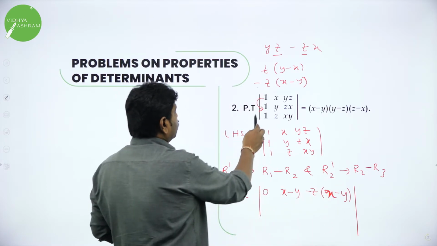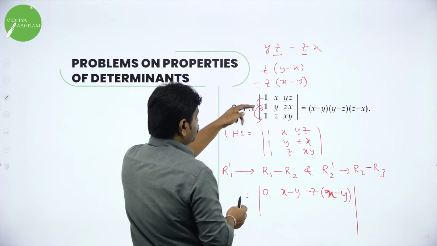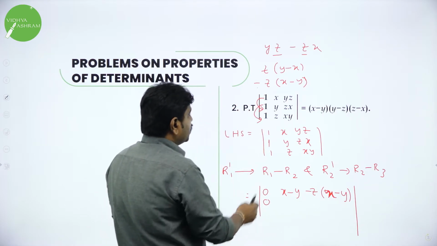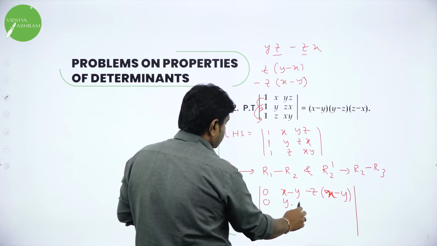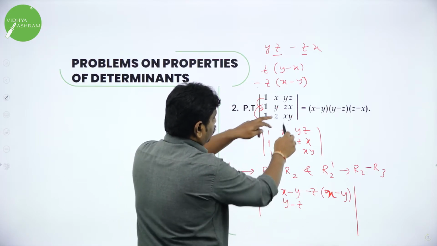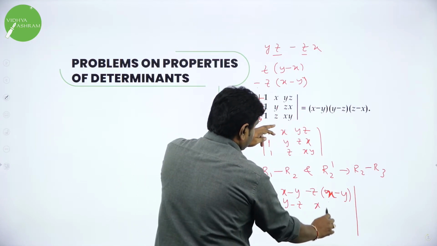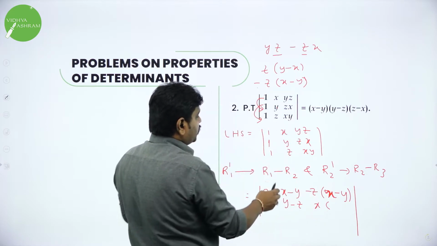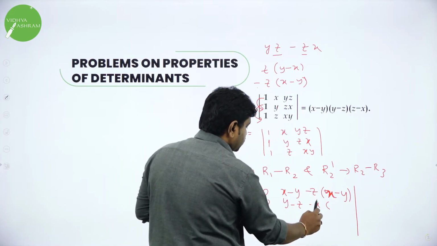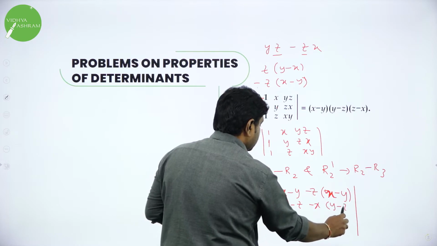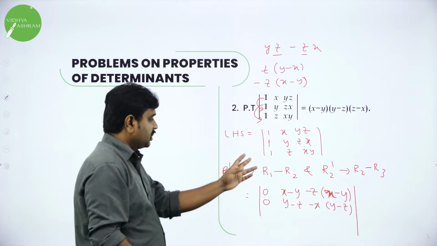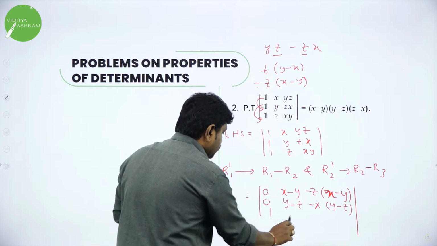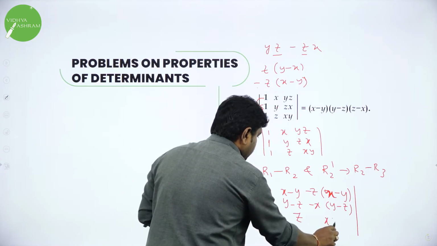Same thing you do for R2, R2 minus R3. These two, if we subtract, 1 minus 1 is 0, y minus z is y minus z, and in this, if I subtract, what is common? X, and if you take it out, it will be z minus y, but we need y minus z. So take minus also out, it will become y minus z. Last row we are not disturbing, write it as it is, that is 1 z x y.